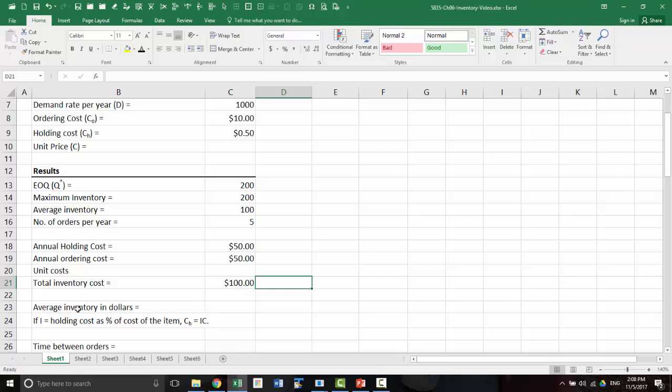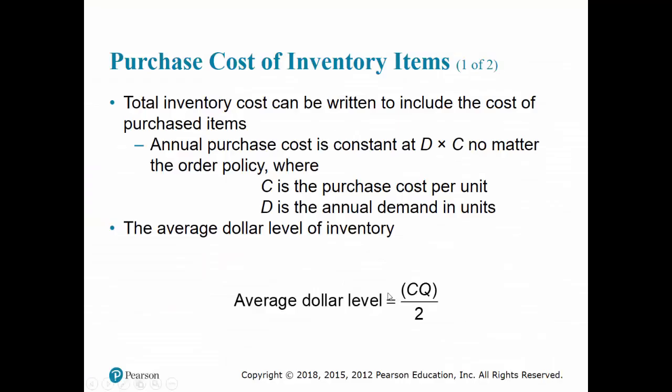Okay. Now average inventory in dollars. Here is where total inventory cost can be written to include the cost of the purchased items as well. We're not now talking about the total inventory management cost. If you're looking at only the inventory cost, not the ordering cost, then on the average, what will be the dollar value in inventory? The average dollar value in inventory will be the average inventory times cost of the item.